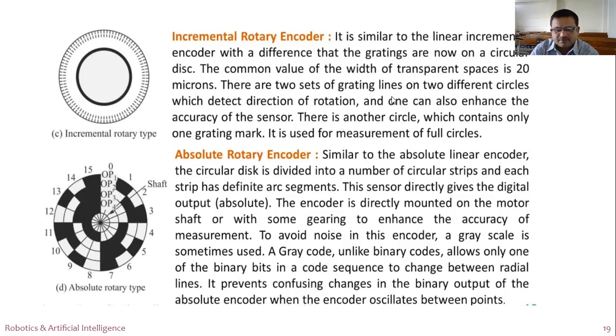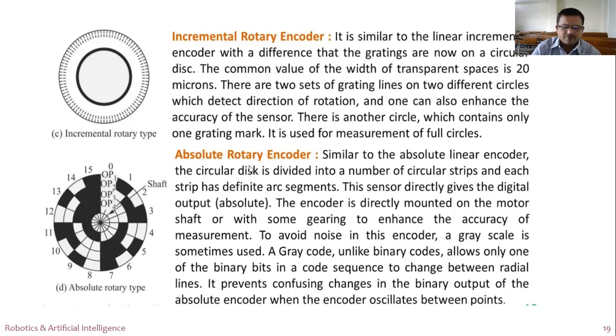There are two sets of grating lines on two different circles which detect direction of rotation, and one can also enhance the accuracy of the sensor. There is another circle which contains only one grating mark. It is used for measurement of full circles. Therefore, this is the incremental rotary encoder. It consists of two scales or two sets of grating lines on two different circles which detect direction of rotation.